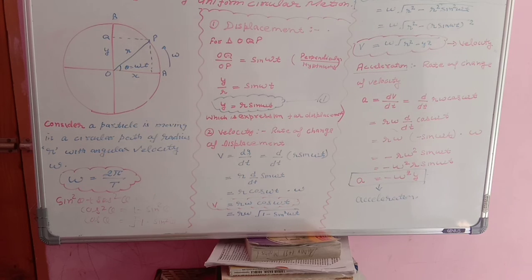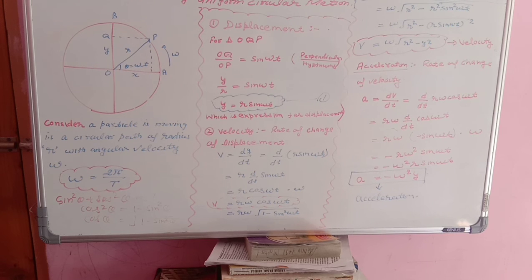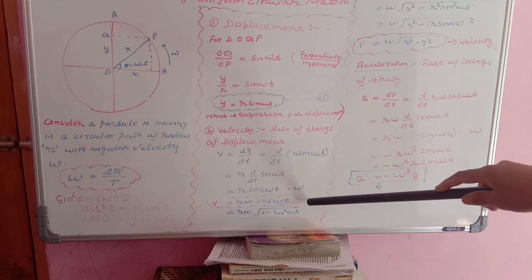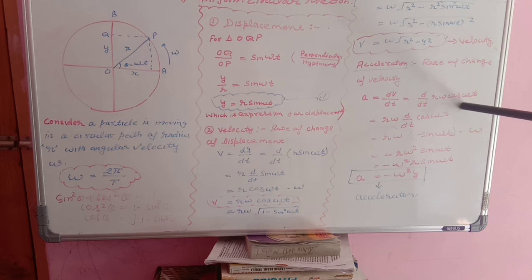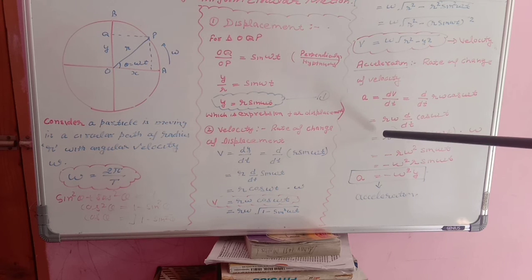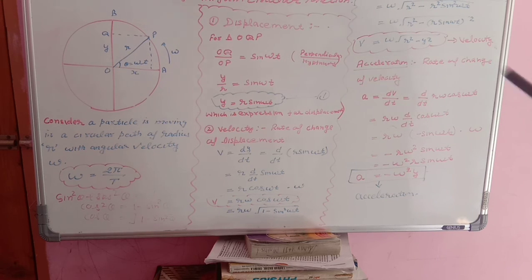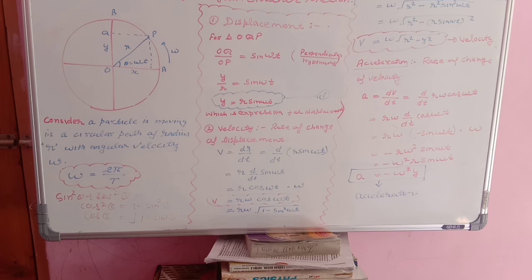Acceleration is the rate of change of velocity. So acceleration is dv upon dt, d/dt of v. The value of v we will take from here, r omega cos omega t. r omega we will bring outside, d/dt of cos omega t. Students, differentiation of sin omega t we have done here, it was cos omega t dot omega.